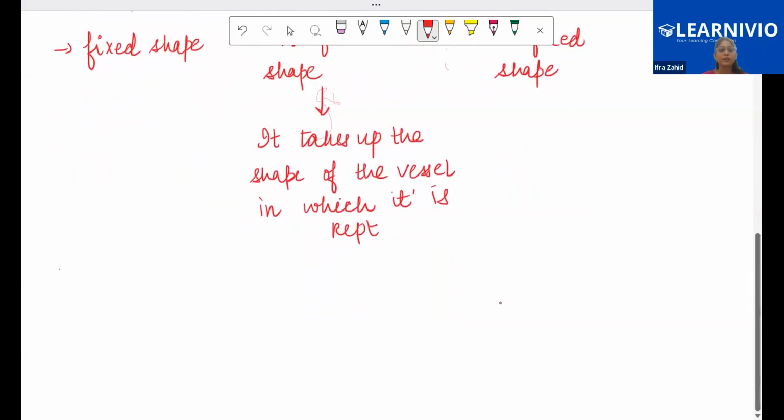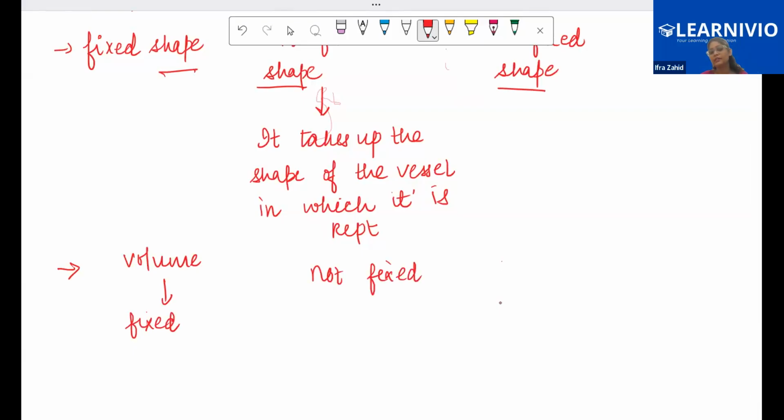What can be the second property of our three states of matter? Not sure, ma'am. Okay, no problem. First was shape. The next can be volume, right? Yes, ma'am. Volume. And same goes with all three, as it was in the case of shape. For solids, the volume is fixed. For liquids, the volume is not fixed. And again, for gases, it is not fixed. Correct? Yes, ma'am.